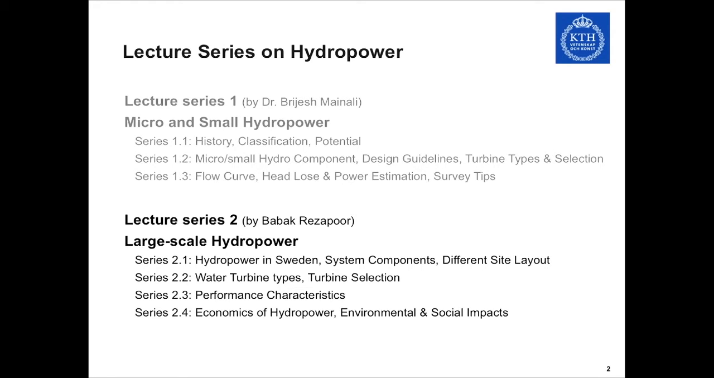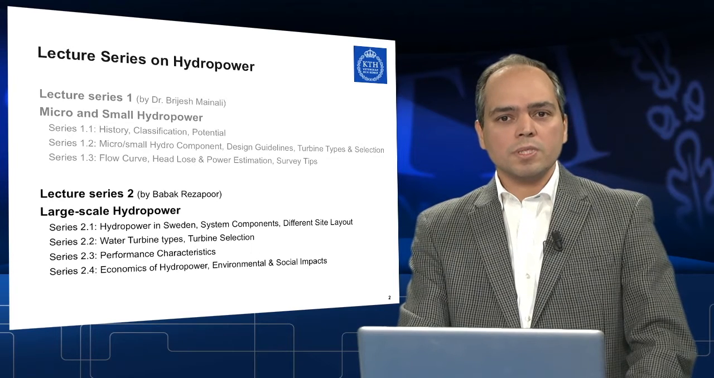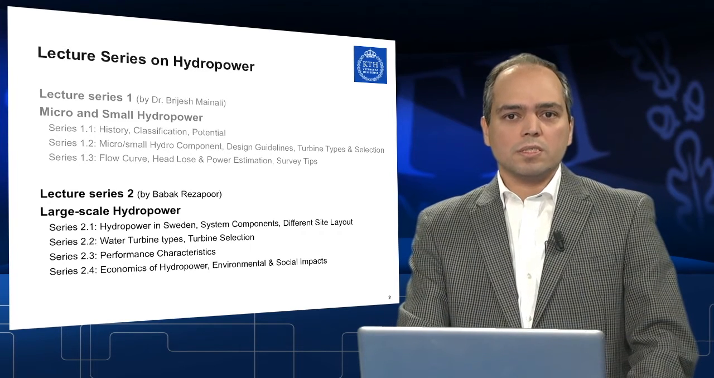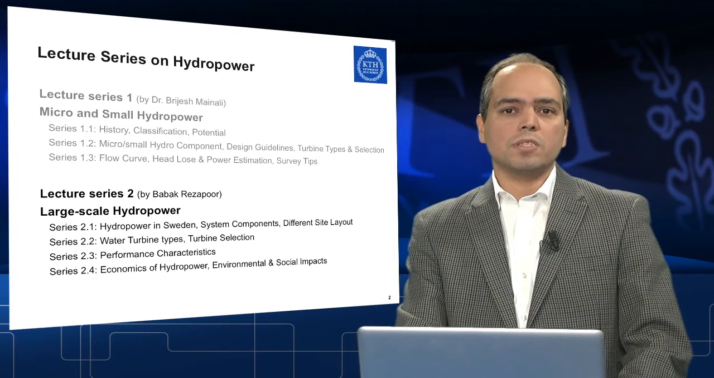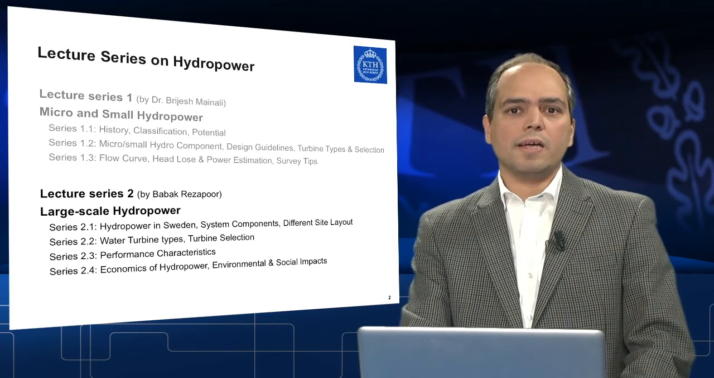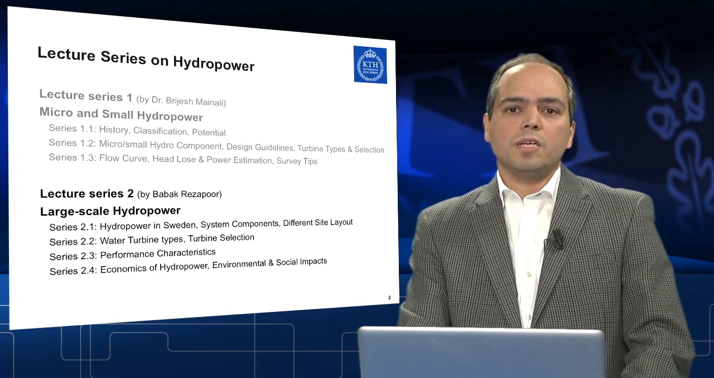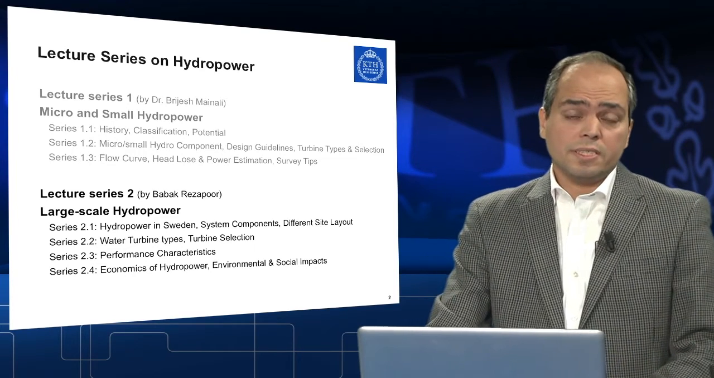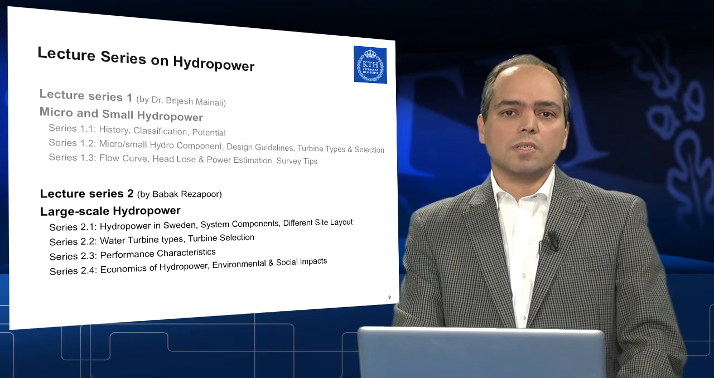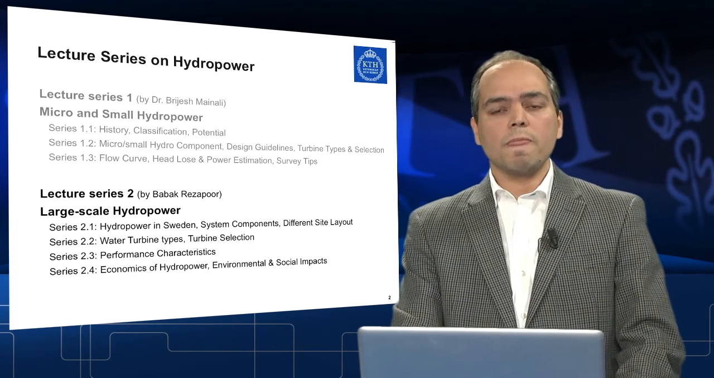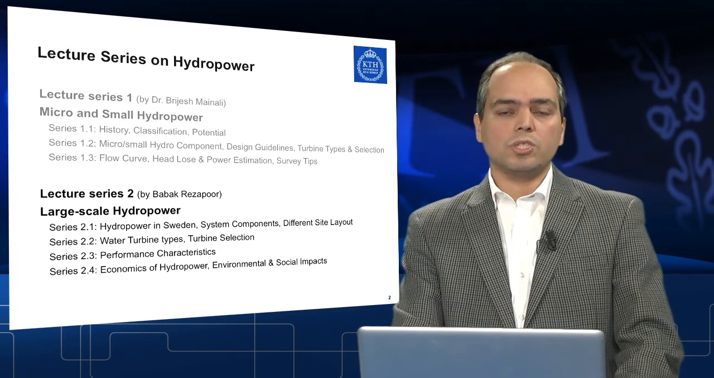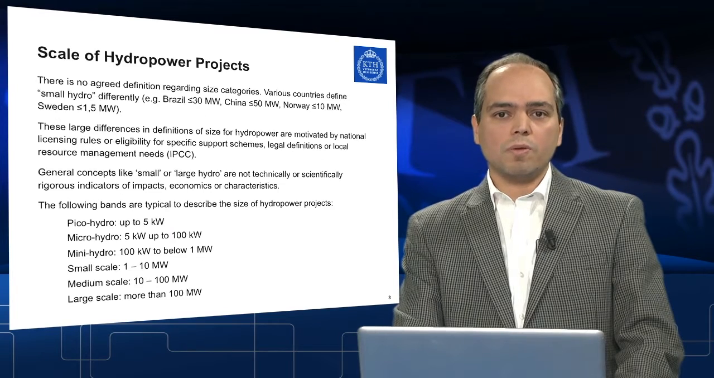In series 1, we start with an overview of hydropower in Sweden, and then we move to system components and different system layouts. Then we will continue with the turbine as the major component in hydropower, different types of turbines, and the selection criteria. In lecture series 3, we will focus on the performance characteristics. So we will move to the system characteristics of large-scale hydropower. And we will continue, in the last series, with the economics of hydropower and the social and economic aspects of hydropower.